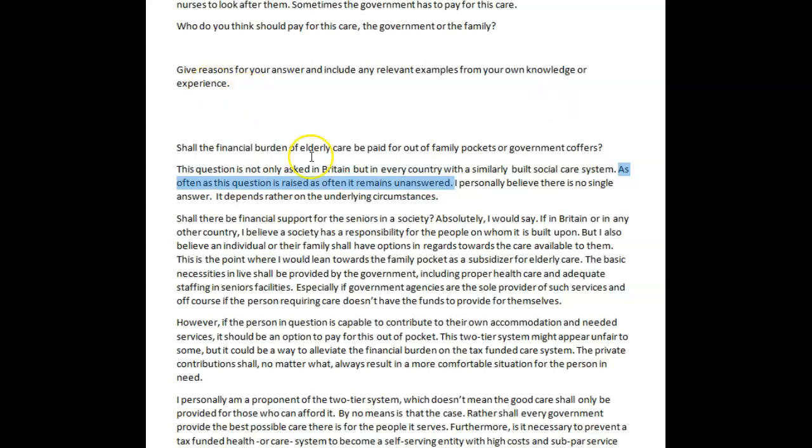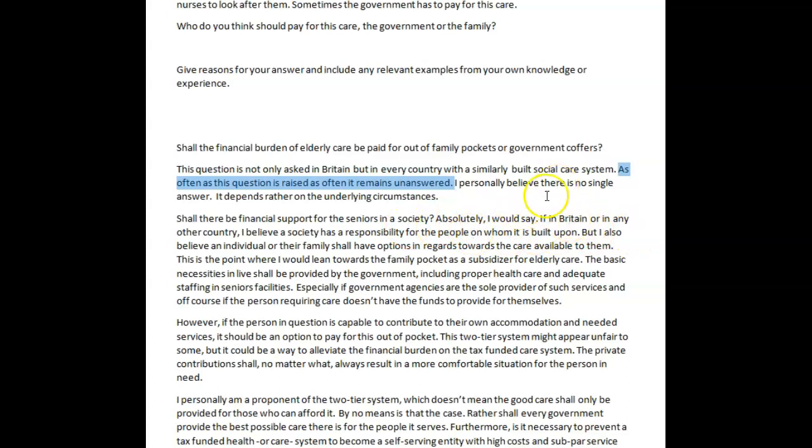Okay, what you could have done here is, clearly there should be financial support for seniors in a society. Okay, and that would have gotten rid of this issue entirely. If in Britain or in any other country, I believe a society has a responsibility for the people on whom it is built upon. All right, wait. On whom it is built, period. Because you already have on whom, and then you have upon. So it's either who it is built upon or on whom it is built. Okay, one or the other, but you can't use both.